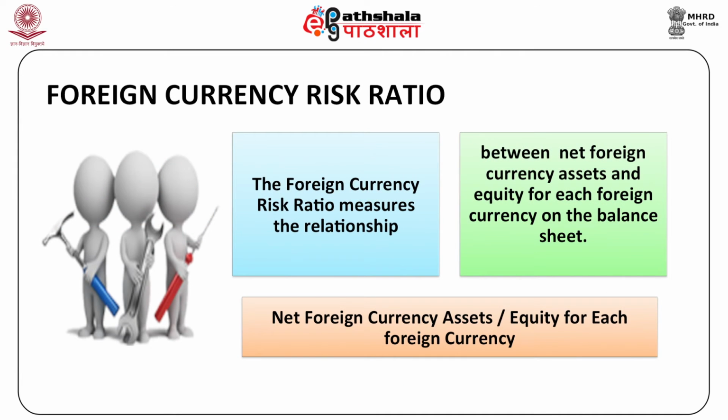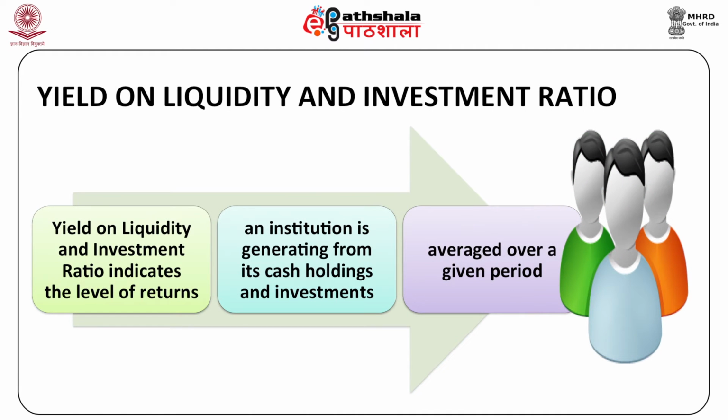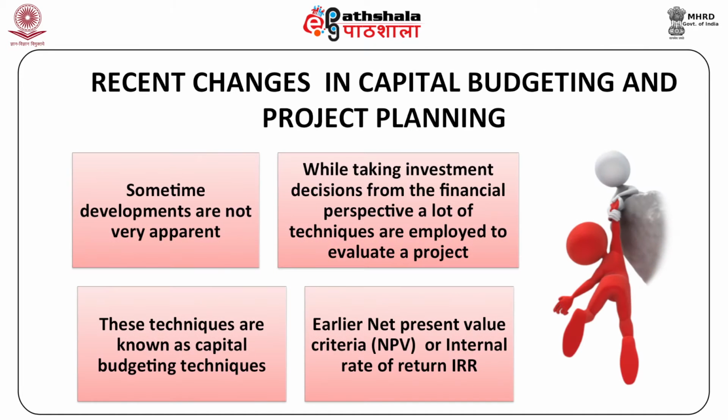The foreign currency risk ratio measures the relationship between net foreign currency assets and equity for each foreign currency on the balance sheet: net foreign currency assets divided by equity for each foreign currency. Yield on liquidity and investment ratio indicates the level of returns an institution is generating from its cash holdings and investments averaged over a given period. Sometimes developments are not very apparent. They need to be discovered.